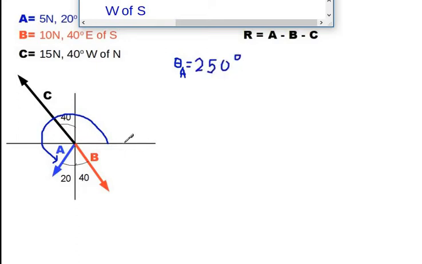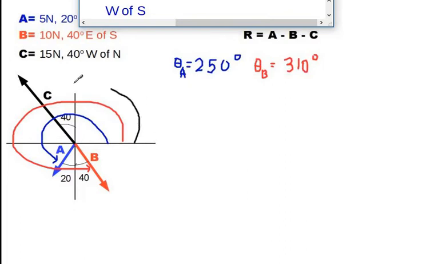Dayon, ang sunod natong buhaton is kuhaon nato ang theta sa atong vector B. Ang theta B karon kay equal to 310 degrees. And lastly, ang theta sa atong vector C, theta C is equal to 130 degrees. Okay, just a few reminders lang nga ang technique diri is katong technique 2 nga gi-discuss sa previous lecture video.